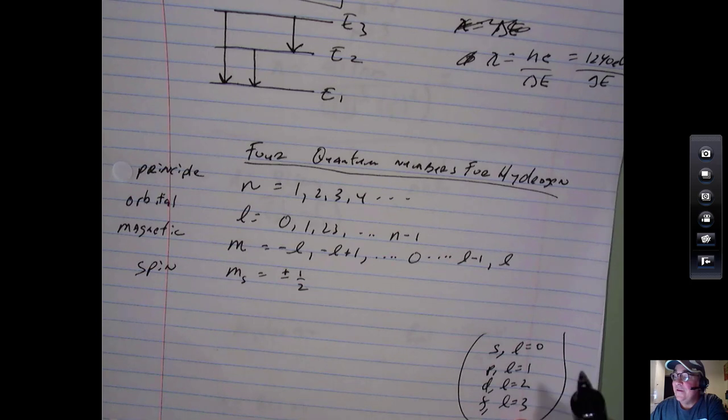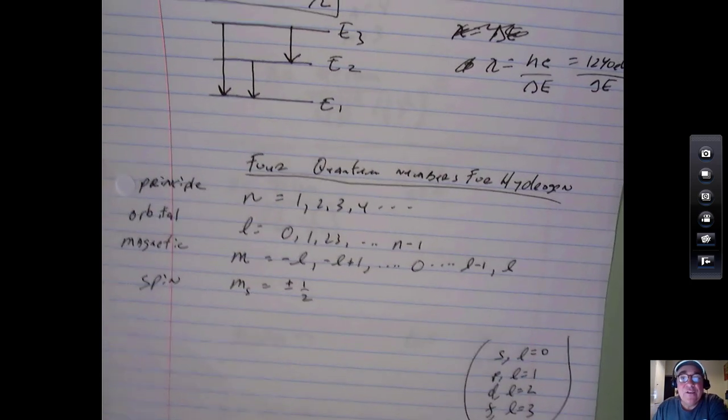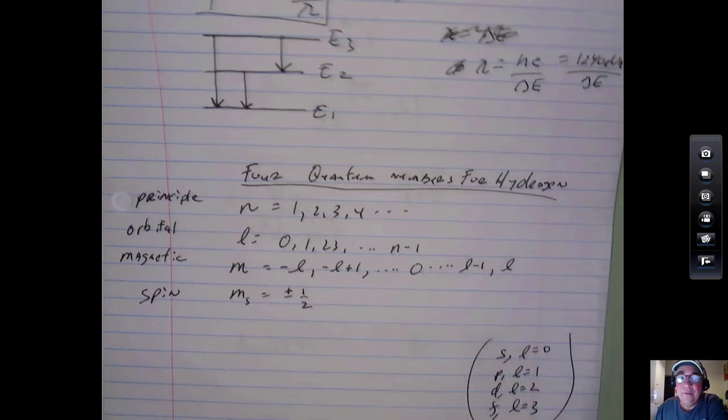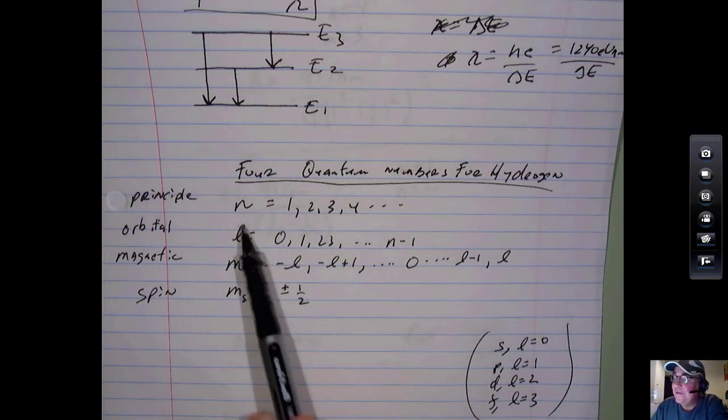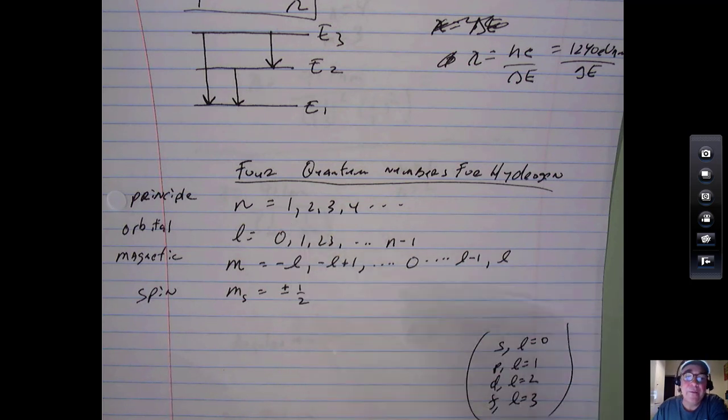Good, and then the final thing, the 4 quantum numbers associated with hydrogen. We've got the principal quantum number, which is n. This determines the energy. And n could be 1, 2, 3, 4, all the way up. L is always 1 less than n all the way down to 0. So for example, if n was 4, L could possibly be 3, 2, 1, or 0. That's the way n and L work together.